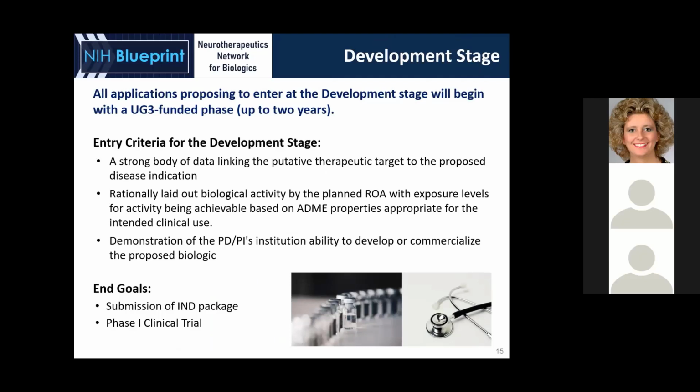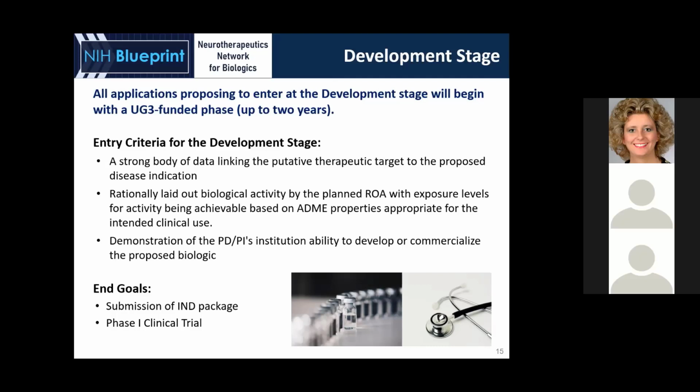You're ready then to enter into the development stage. Now, one detail here is that all applications proposing to enter the development stage will begin with a UG3 funded phase, even if that phase is not a discovery phase. And we refer to this as the preparatory development stage if you are not using a discovery start. Now, that UG3 funded phase can be up to 2 years in length at a maximum, and should be at least 6 months at a minimum in preparation.